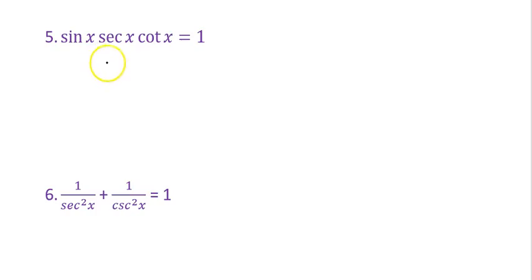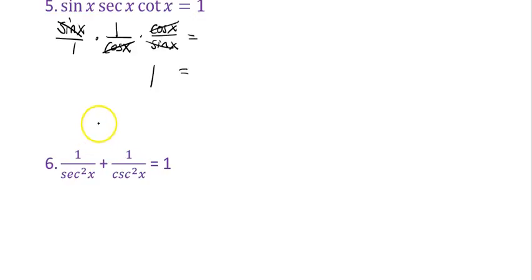Okay, example 5 is one of the easiest ones you'll find. This left side should remind you of those basic identities where we just turned everything into fractions and a lot of stuff cancels. And we'll do that again. We'll treat sine as being sine over 1, secant as being 1 over cosine, and cotangent as being cosine over sine. And when I do that, my sines are diagonal from each other, so they can cancel. My cosines are diagonal from each other, so they cancel, and I'm just left with 1, which is what I was supposed to get.